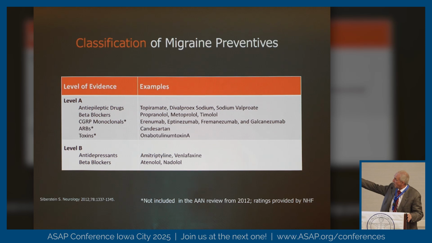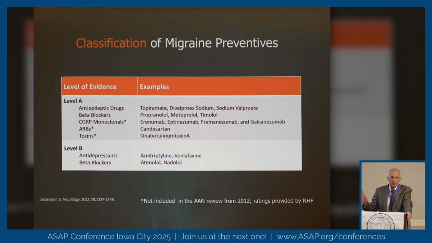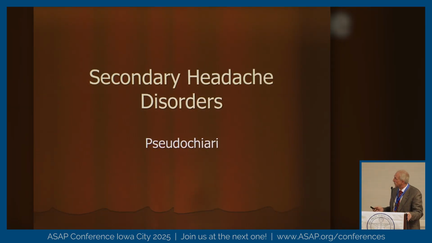But there also are ARBs, candesartan, there's Anabot, which is onabotulinumtoxinA, and that's level A evidence, and level B includes things like amitriptyline, venlafaxine. So if you're seeing these Chiari patients in your clinic and they're seeing a headache doctor, it's not uncommon for them to be on one or more of these different meds to help manage their headaches.